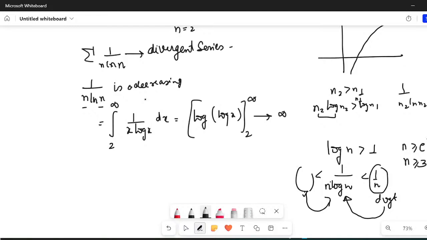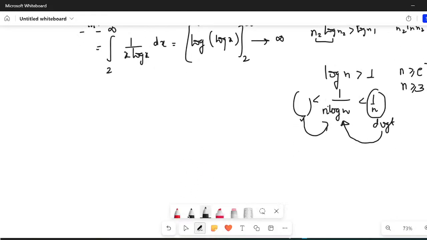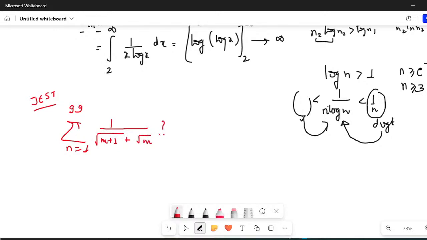So one of the questions has been asked in the JEST exam. So let us do that question first. I think this is not even related to your ratio test or anything, but let us do it. Summation n equals 1 to 99, 1 upon root over m plus 1 plus root over m. This was asked in the JEST exam. How would you do this question?